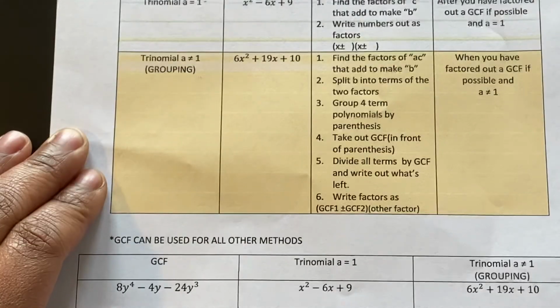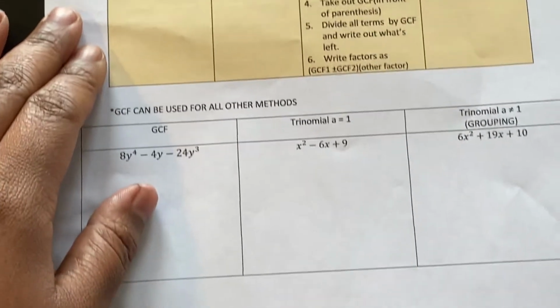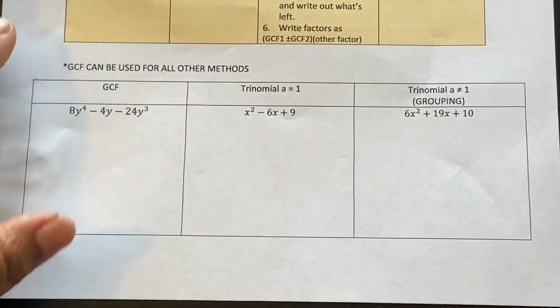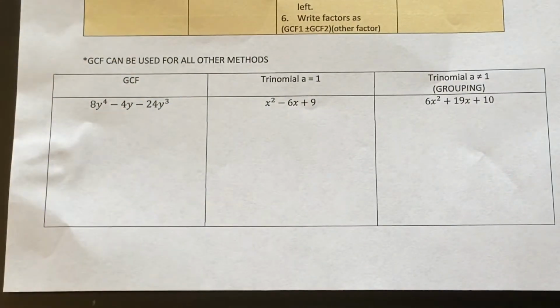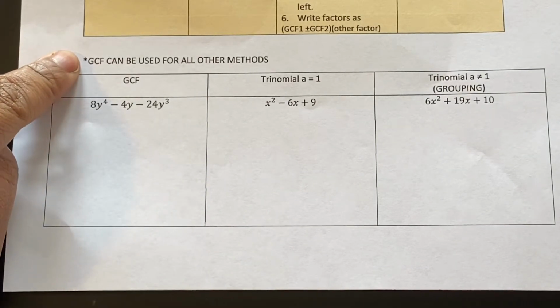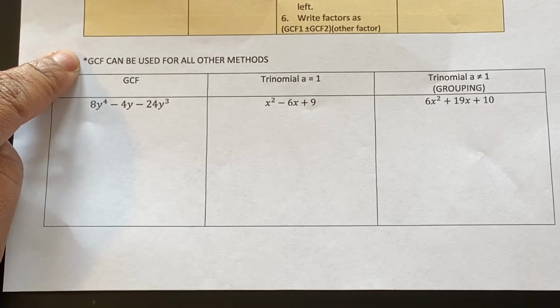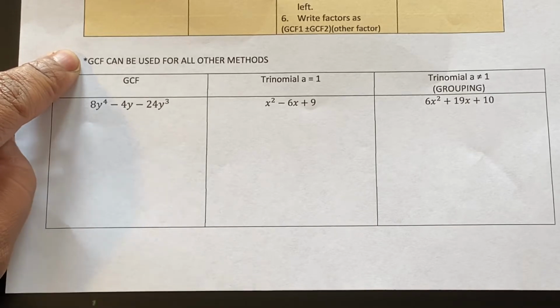Let's look at some examples. Now remember, this is very important. The GCF can be used for all other methods. So the GCF method can be used for the trinomial when A is equal to 1 and the trinomial when A is not equal to 1. And I will give you an example of that later on.